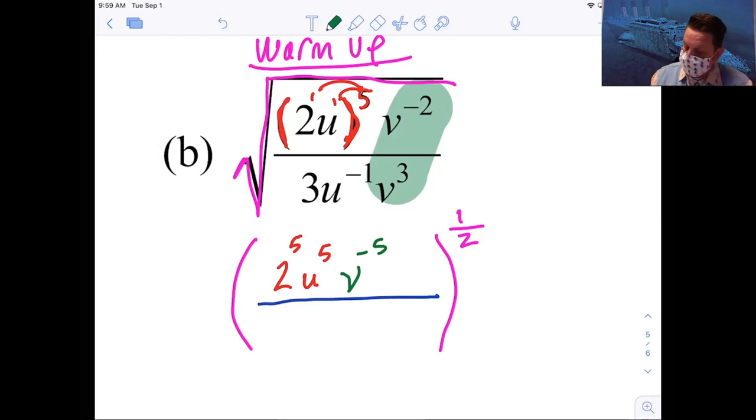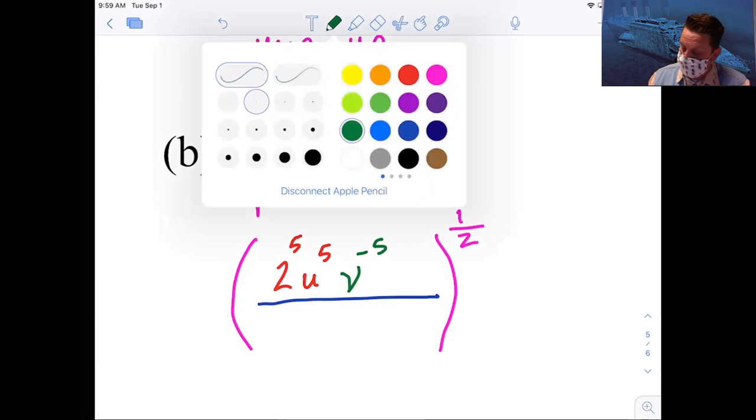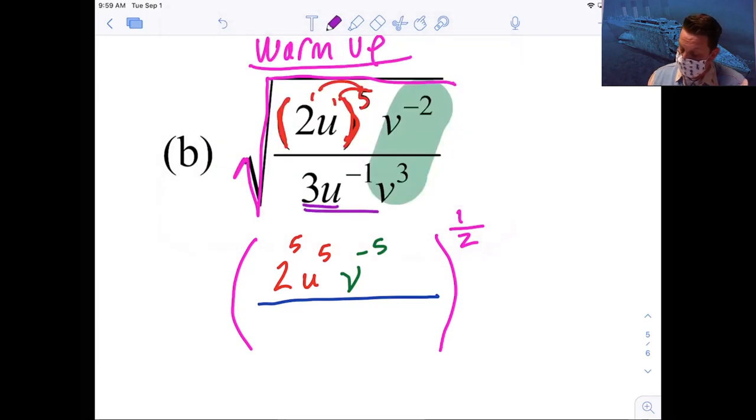And then what else is left? The stuff that's not highlighted, let's see, I'll just do that in purple. That's still 3u to the negative first, okay? So everything there is color-coded. I did really 3 things in one line, but neither one of them interfered with the other. And if you needed to do that in more steps, that's fine too.